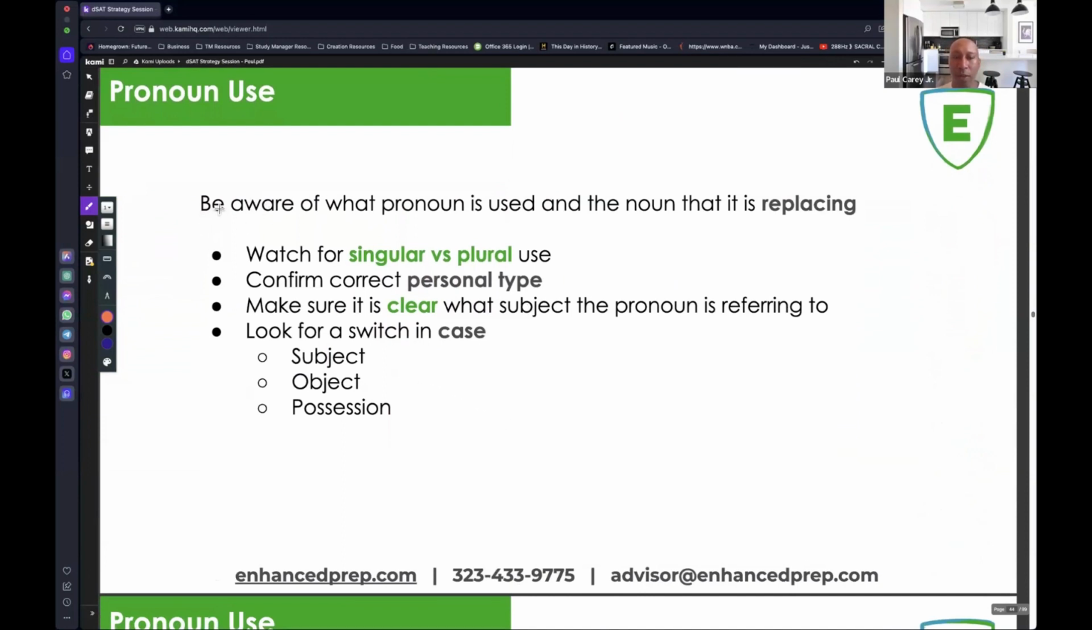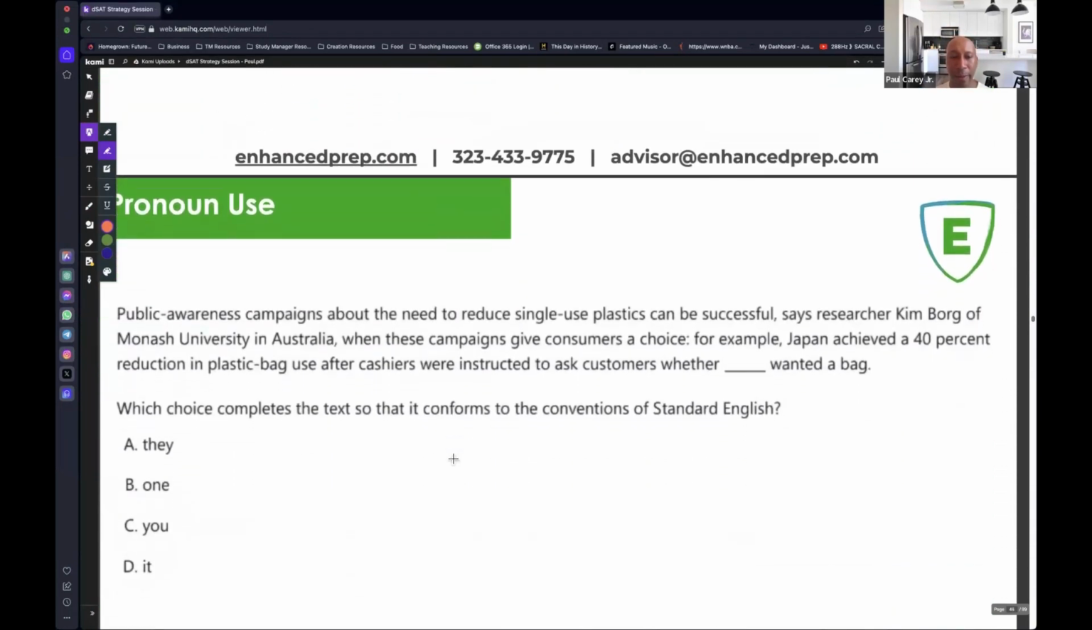Okay? So be aware of what pronoun is used and what it's replacing. Watch out for singular versus plural. Confirm the correct person type. Make sure that it's clear what the subject and the pronoun are referring to, and then look for the switch in case. So again, our subject, our object, and our possession are going to be those key things.